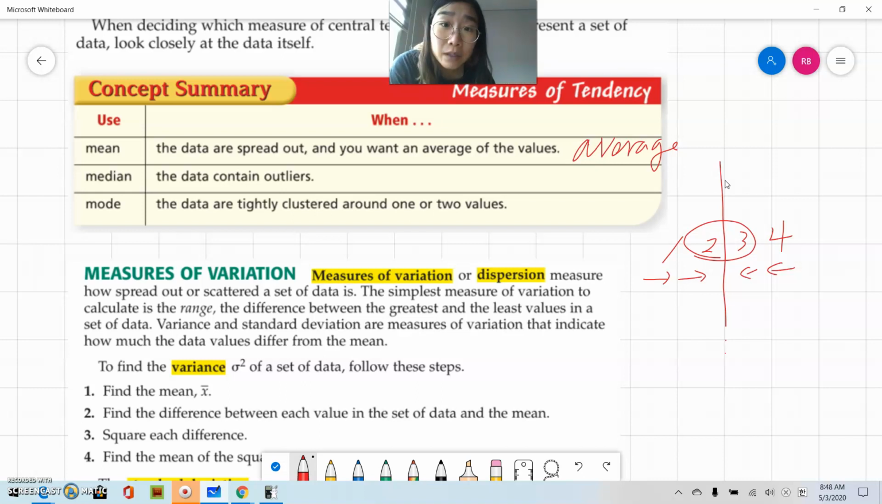So when you have an even number of data, you will often have to find the average of two middle numbers. If you have an odd number, then there will be a number that is exact middle, so median.